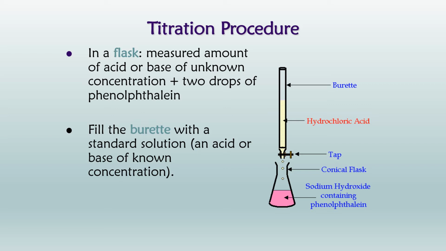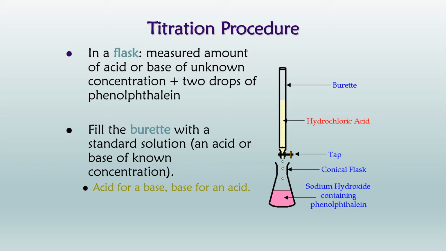Now, a super important thing to keep in mind here. If you have an acid in your flask at the bottom, you pour a base in the burette. If you have a base in your flask that you're trying to find the concentration of, then you pour an acid in the burette. In this case, we have sodium hydroxide in our flask.